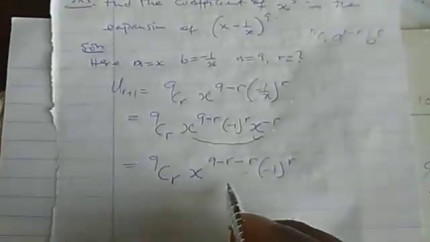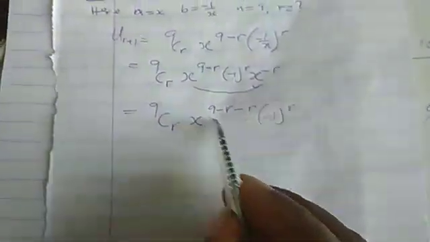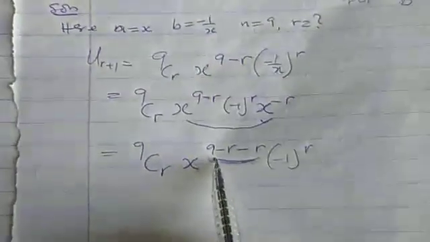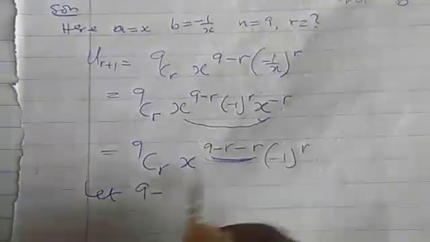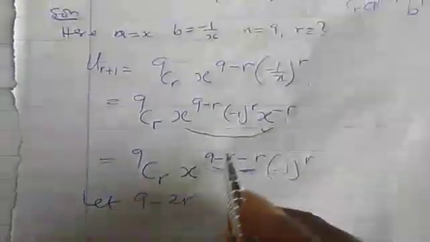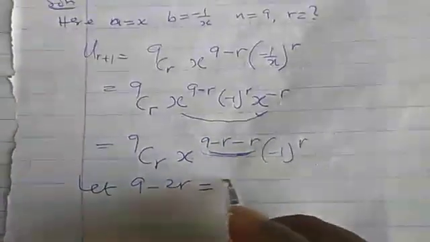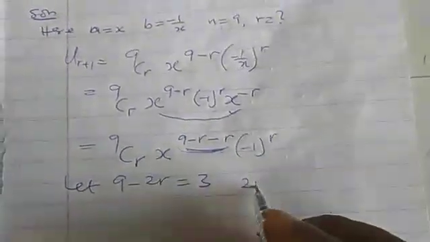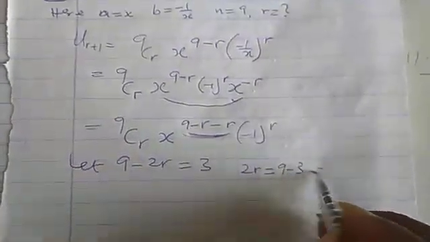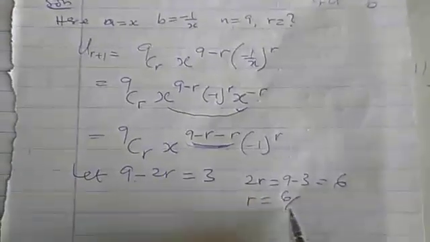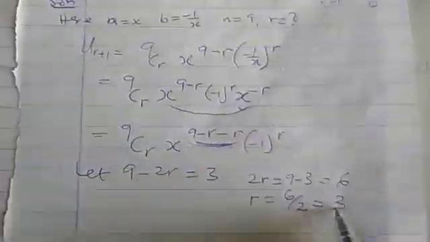Now, our aim is to find the value of r. If you have simplified it, you come back to this question. The question says find the coefficient of x raised to the power 3. Your aim is to make this place to be 3. Because they ask you to find the coefficient of x raised to the power 3, you will start by saying let 9 minus 2r, since minus r minus r is minus 2r, be equal to 3. From that place, if you make 2r the subject of the formula, it will be 9 minus 3, which is 6. If you make r the subject of the formula, r is 6 divided by 2, that is 3.